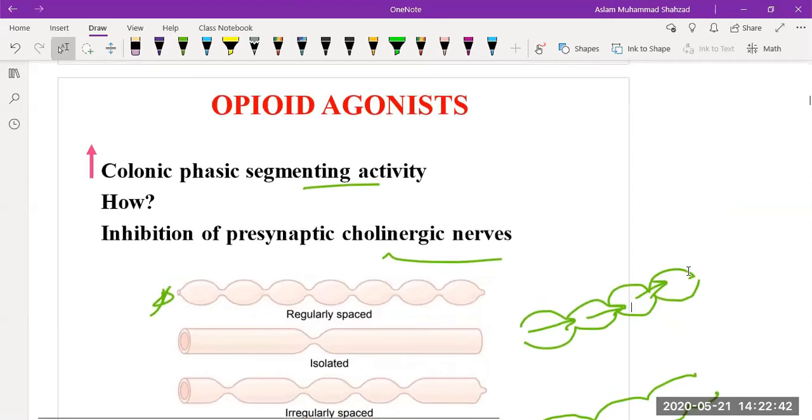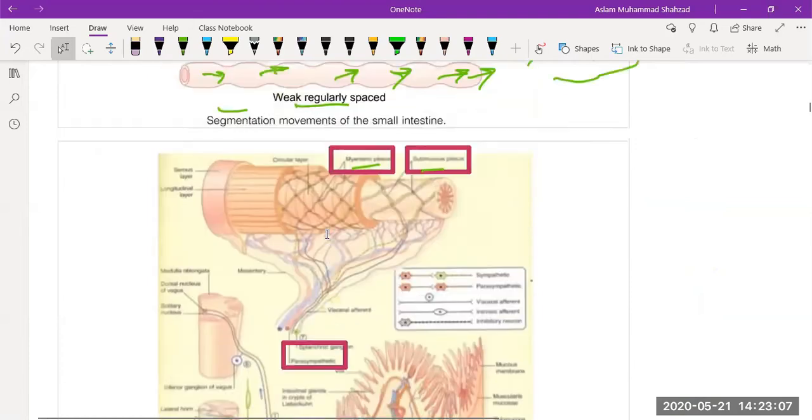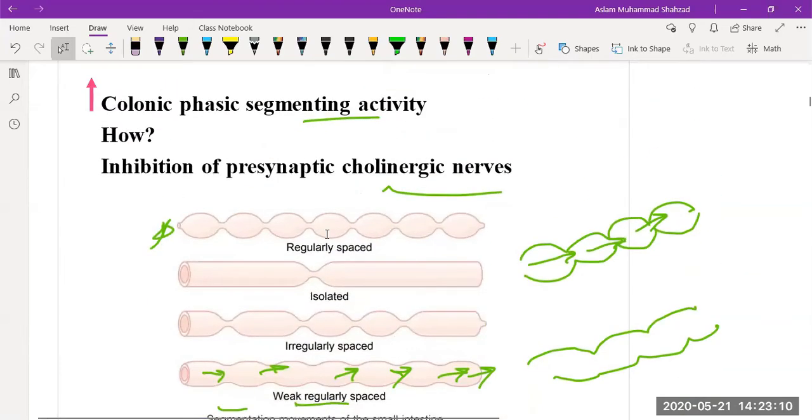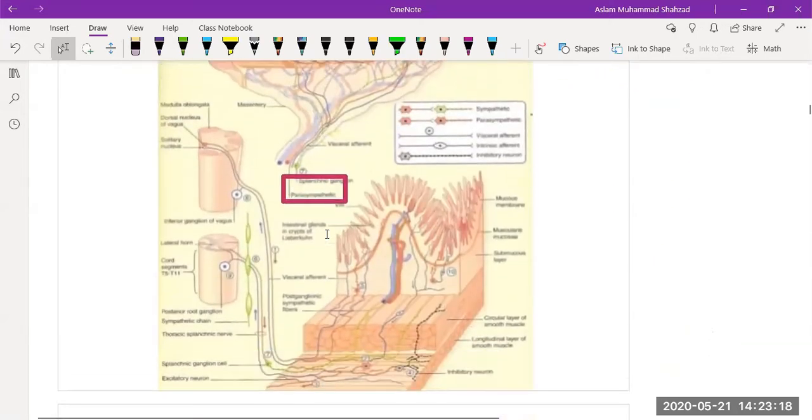I mentioned here that they increase the colonic phasic segmenting activity, as I discussed, and also inhibit presynaptic cholinergic nerves. So they act on the submucosal plexus and mesenteric plexus, because these muscles are responsible for maintaining the segmenting activity. The inhibition of these presynaptic cholinergic nerves helps to maintain the segmenting activity.